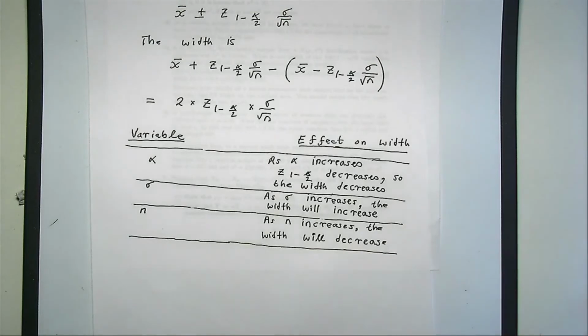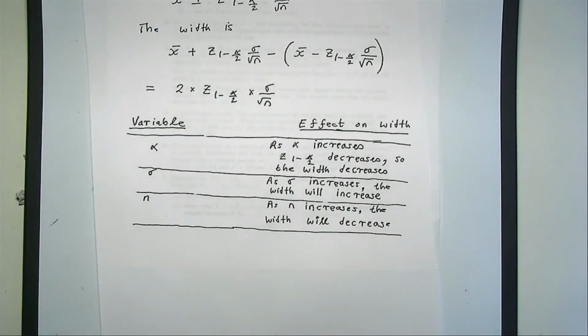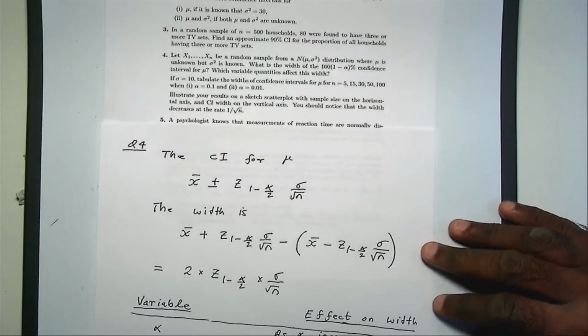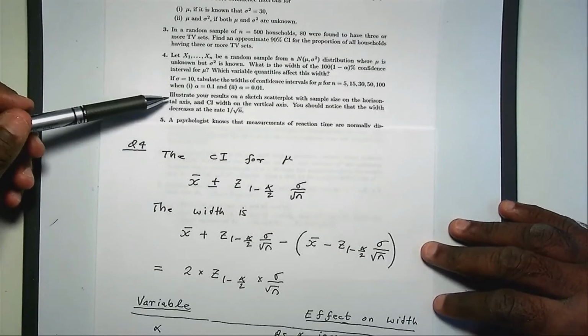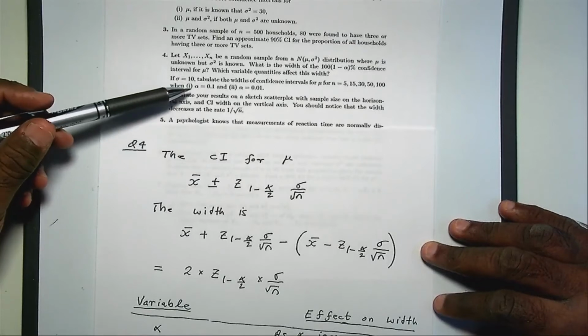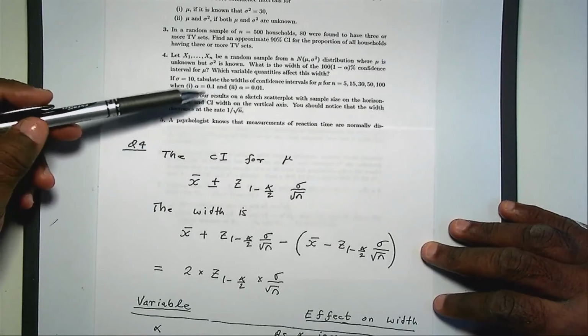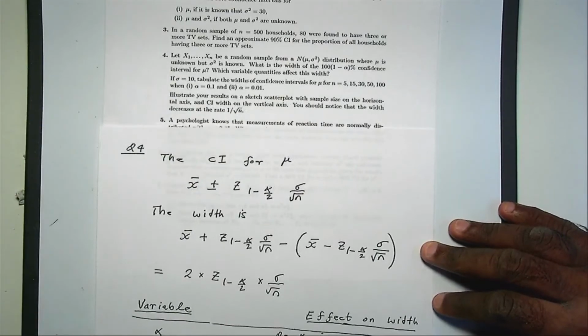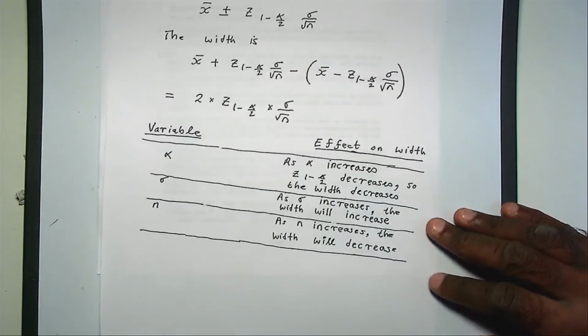So this table illustrates the effect of each of the three variables, alpha, sigma, and n, on the width of the confidence interval. So that's one thing we need to do. The other thing is to tabulate the width of the confidence interval for these values of n and these values of alpha. Let's see how we can do that.